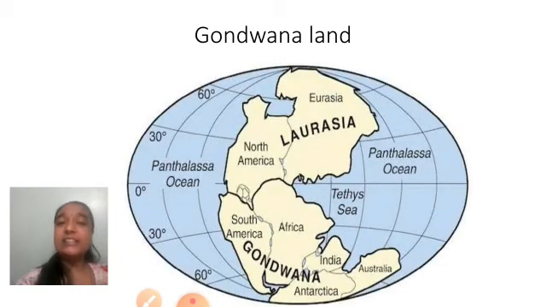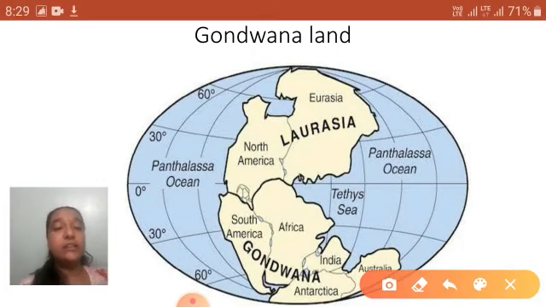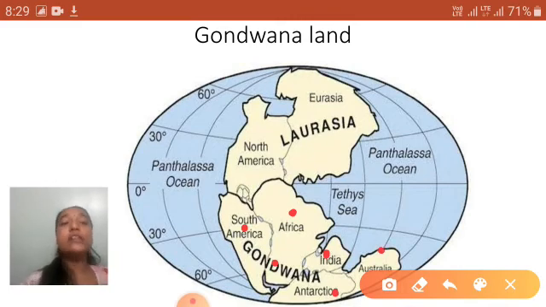As I said earlier, this is a map where all the landmasses were together. You can see here the Gondwana period. In this Gondwana region, South America, Africa, India, Antarctica and Australia were joined together. All these continents made one particular continent called Gondwana.